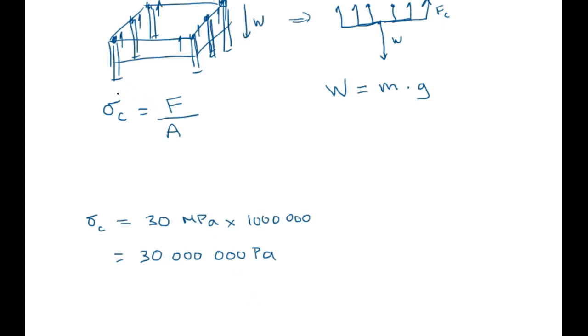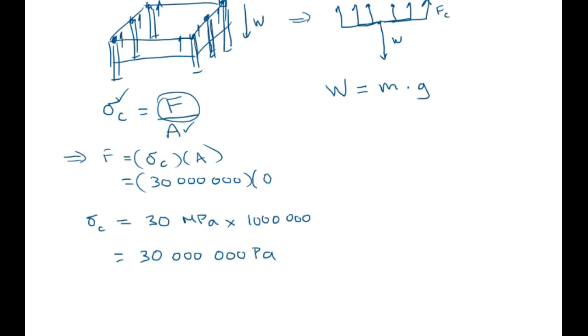And then we know what our stress is, we know what our area is, so we can find force in this case. Our adjusted formula is that force is equal to compressive strength multiplied by area. So we take the 30 million pascals, multiply it by our area, 0.09, and we end up getting 2,700,000 newtons.